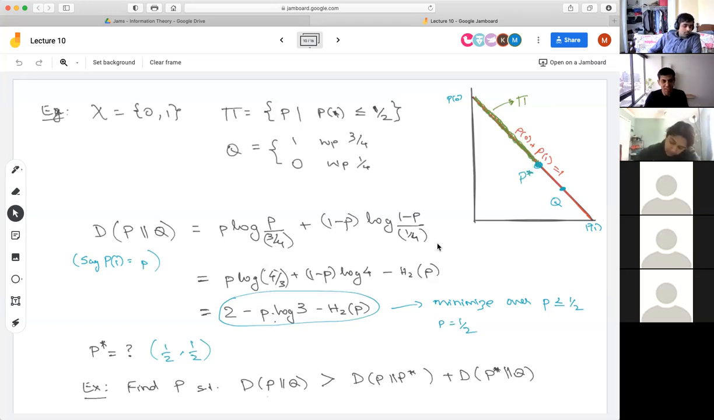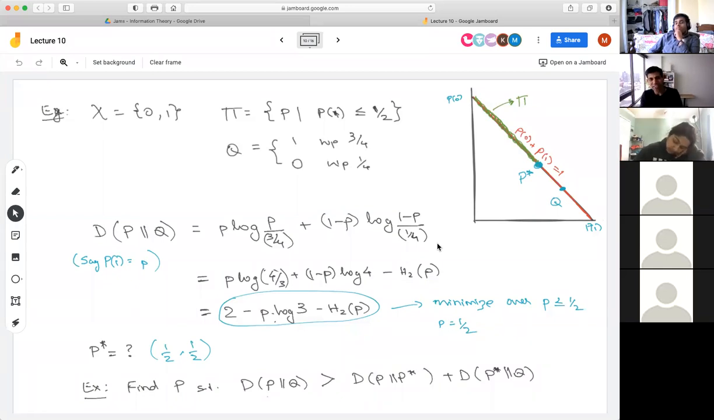Okay. A couple of things here. P star lies on the boundary of this set and is something which also minimizes the L2 distance, or the distance from Q. Both of these are not necessarily always true, and this is something we'll see in a minute, in some other examples.